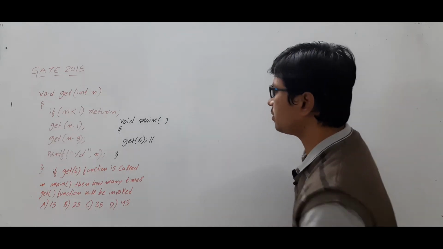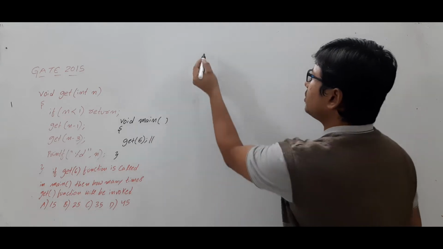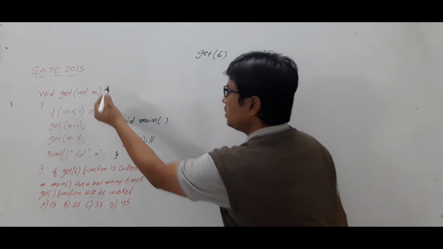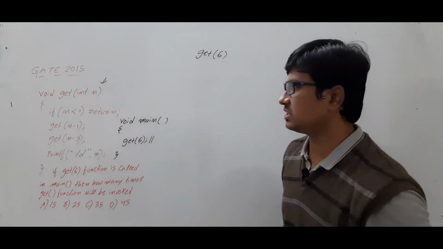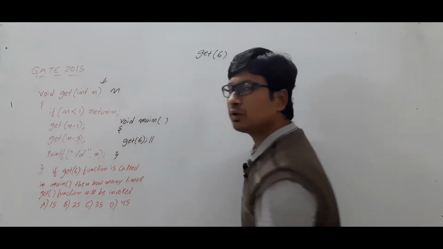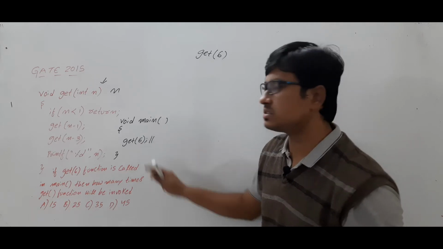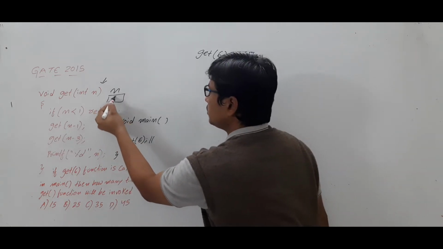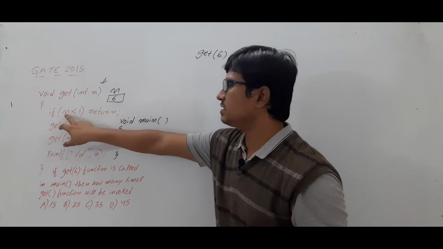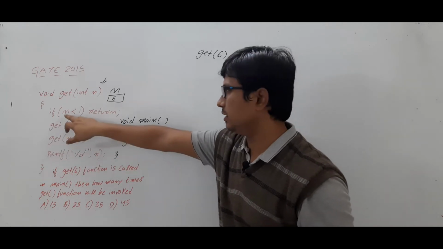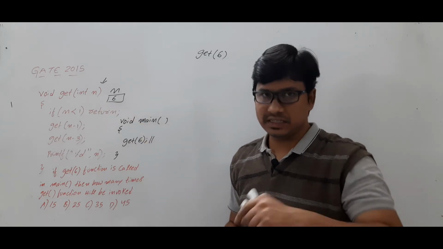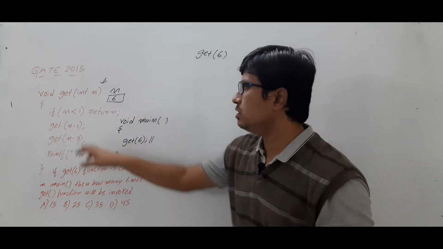Now from the main function, first you call the function get with input 6. So it will go to the function definition. What value will be assigned to the variable n? As you are giving the input as 6, the constant 6 will be assigned to the variable n. Now you need to check the condition: if it is true, you execute the statement. What is the condition here? n less than 1. What is the n value? 6. Is 6 less than 1? No, 6 is greater than 1. So this condition has failed.